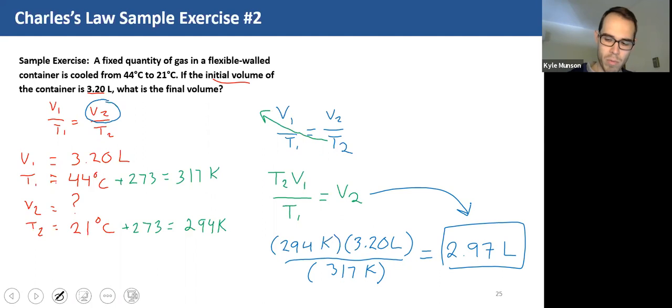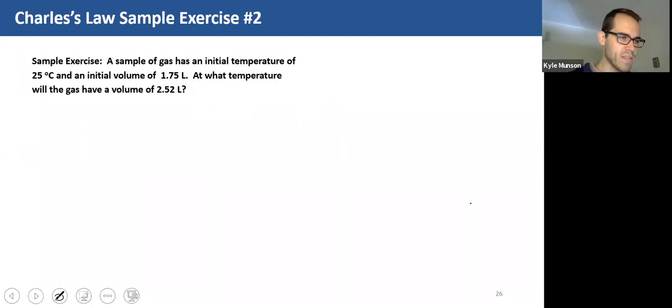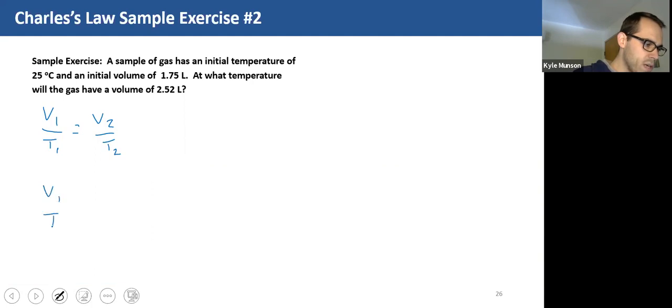So let's do an example where we're solving for T2. A sample of gas has an initial temperature of 25 degrees Celsius and an initial volume of 1.75 liters. At what temperature will the gas have a volume of 2.52 liters? All right, so again, just so we get in the habit of seeing it and writing it down, V1/T1 is equal to V2/T2. I'm going to write down our variables here.